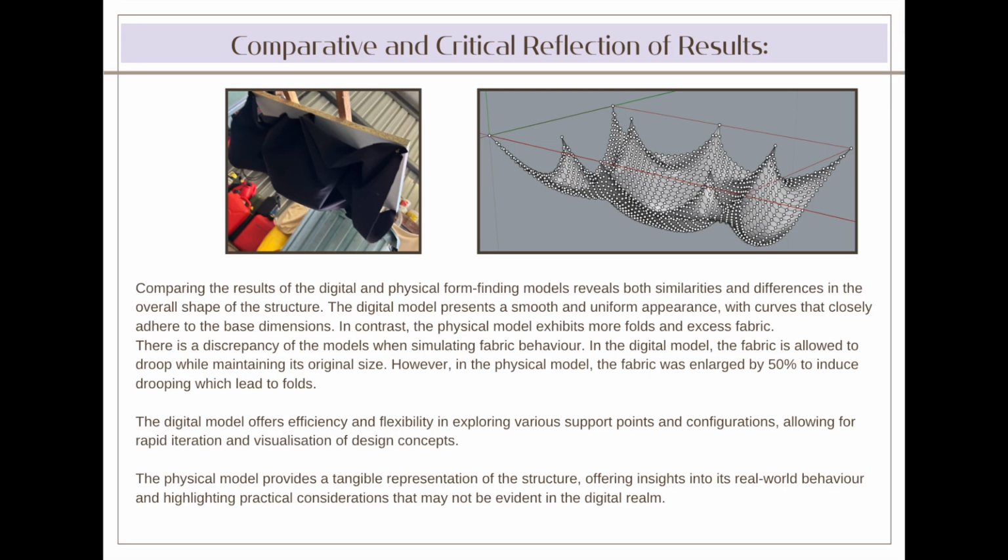Comparing the results of the digital and physical form-finding models revealed both similarities and differences in the overall shape of the structure. The digital model represents smooth and uniform appearance, with curves that closely adhere to base dimensions. In contrast, the physical model exhibits small folds and excessive fabric. There is a discrepancy of the models when simulating fabric behavior.